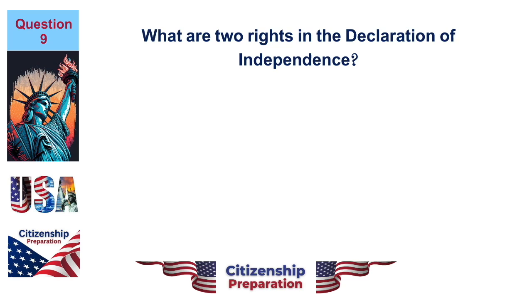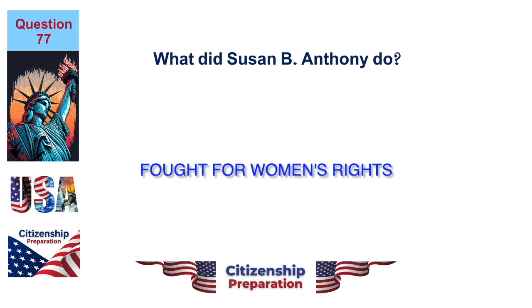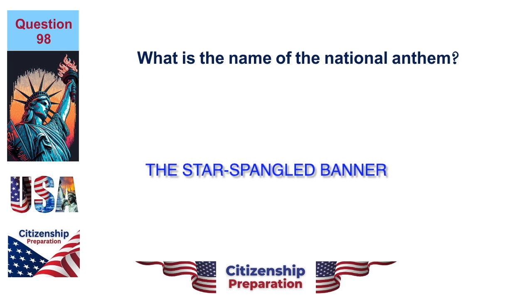What are two rights in the Declaration of Independence? Life, liberty. What did Susan B. Anthony do? Fought for women's rights. What is the name of the national anthem? The Star-Spangled Banner.